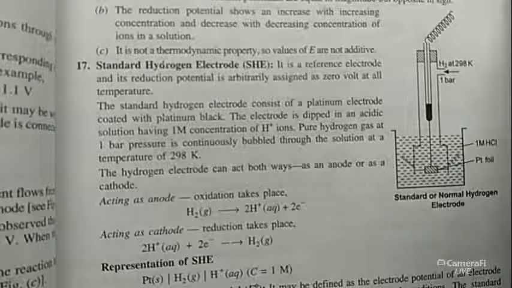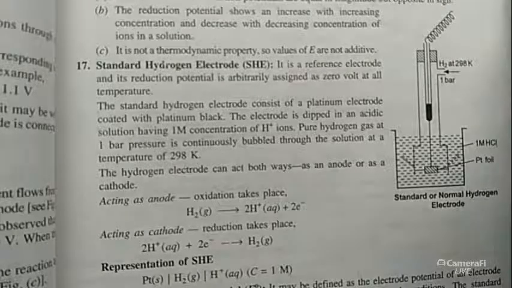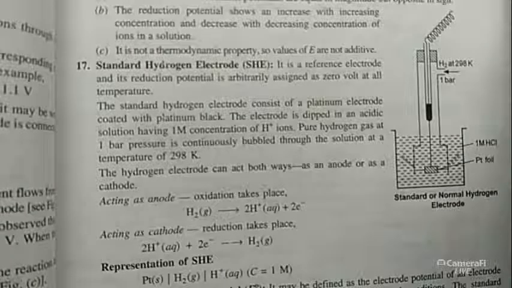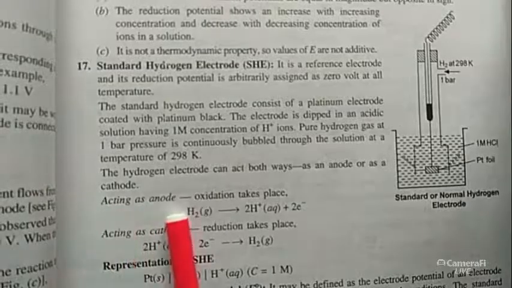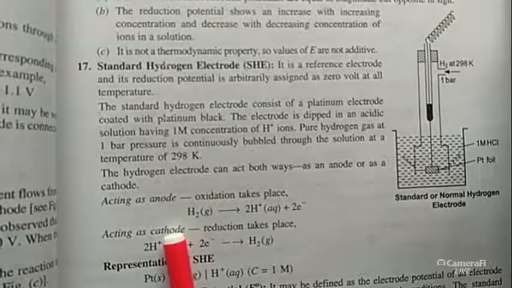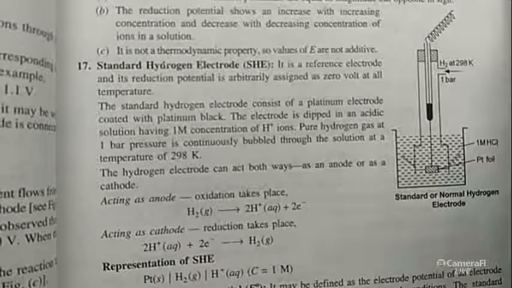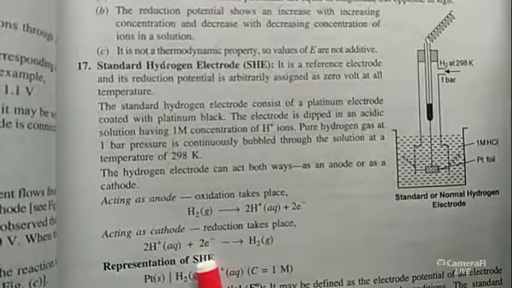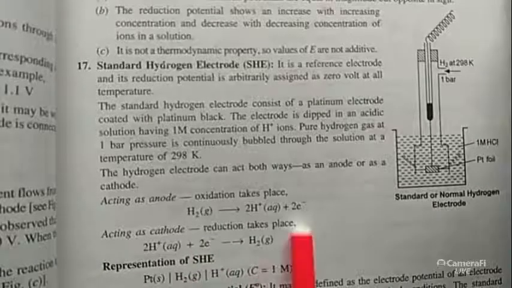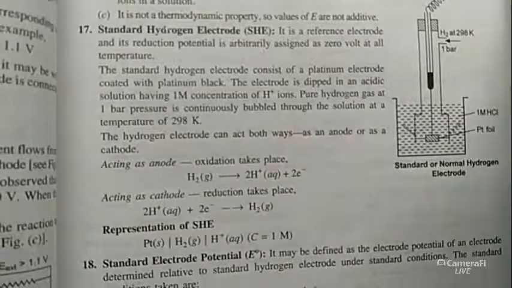Now see, the hydrogen electrode can act both as an anode or as a cathode, depending on the nature of the electrode to which it has to be attached. So just remember, see how it is acting as an anode and how it is acting as a cathode. If it is acting as an anode, it is releasing electrons and forming 2H plus ions. Acting as a cathode, it is accepting 2 electrons and forming hydrogen gas. So this is the basic difference between acting as an anode and acting as a cathode.